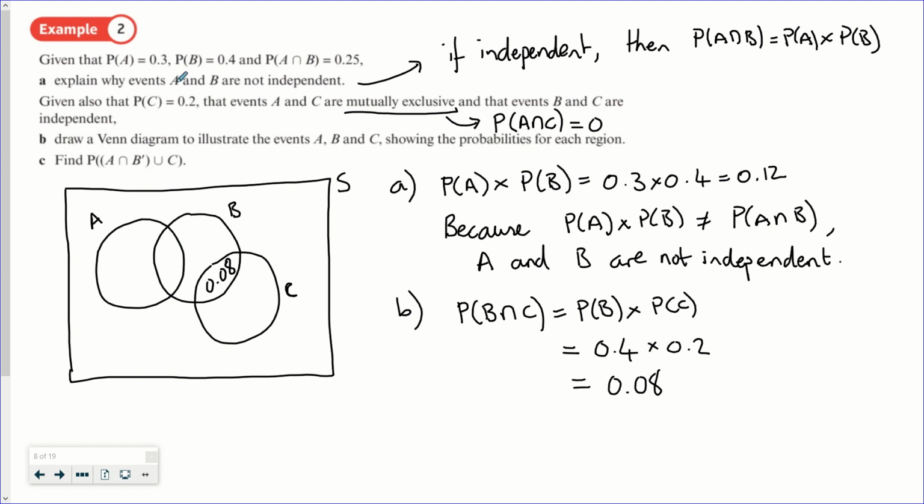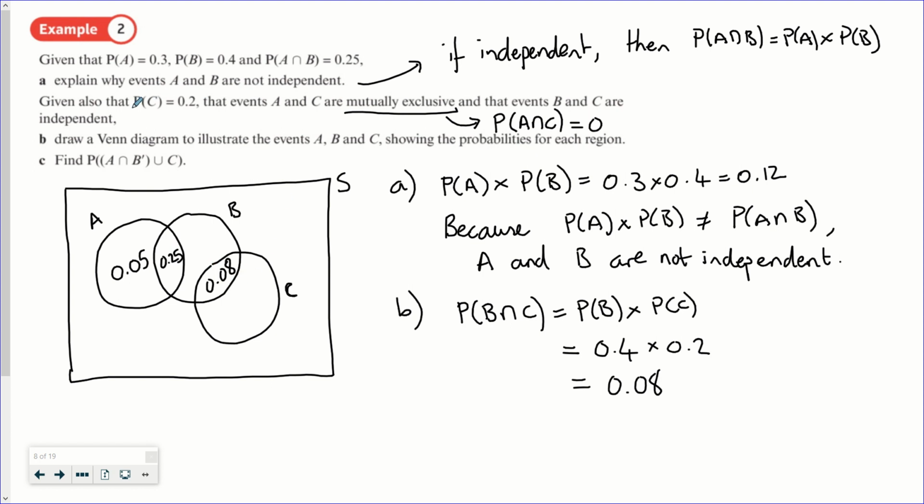So we need to try and fill in the rest of the Venn diagram. I'm going to fill in this intersection first because that's always a good place to start. We know that the intersection of A and B has a probability of 0.25. So we can fill that in. This region here has a probability of 0.25. Now we know the probability of A is 0.3, so we know that the probabilities within the A circle have to add up to 0.3. So I know that this remaining region must have a probability of 0.05 of just A happening and not B happening.